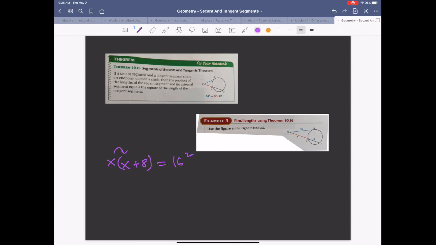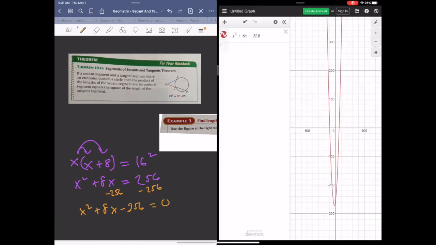So x times x is x squared. x times 8 is plus 8x, and 16 squared, I feel like I remember this, but I want to make sure, 256. Okay, and now we just have to solve for this. When you have a quadratic, you want to get it set equal to 0. So I'm going to subtract the 256 from both sides, and I'll get everything on the left side: x squared plus 8x minus 256 equals 0.